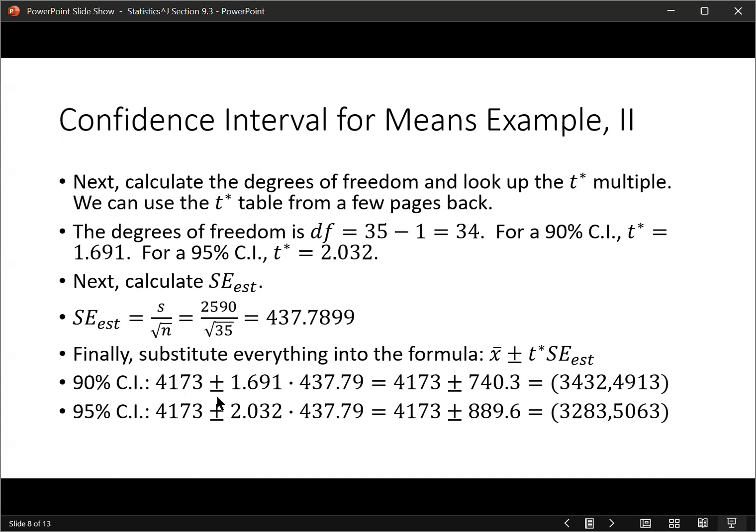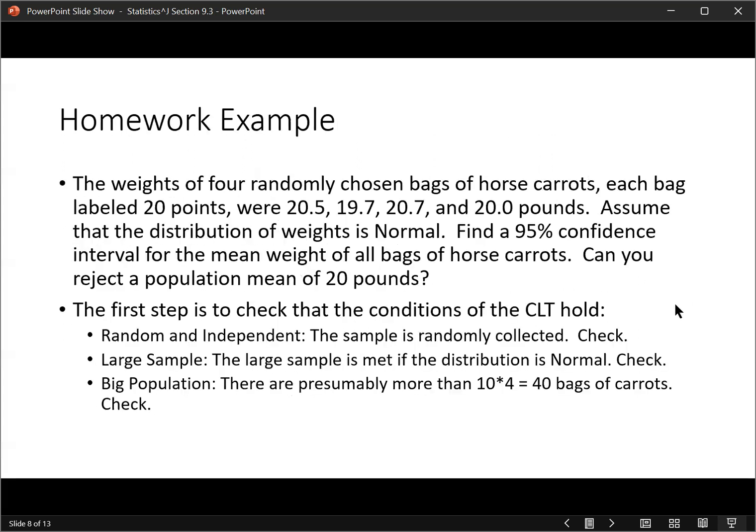And that should feel very, very familiar. That's essentially the exact same process that we did with proportions, with a slightly different standard error formula, right? And a slightly different table for the T star. Everything else was the same.